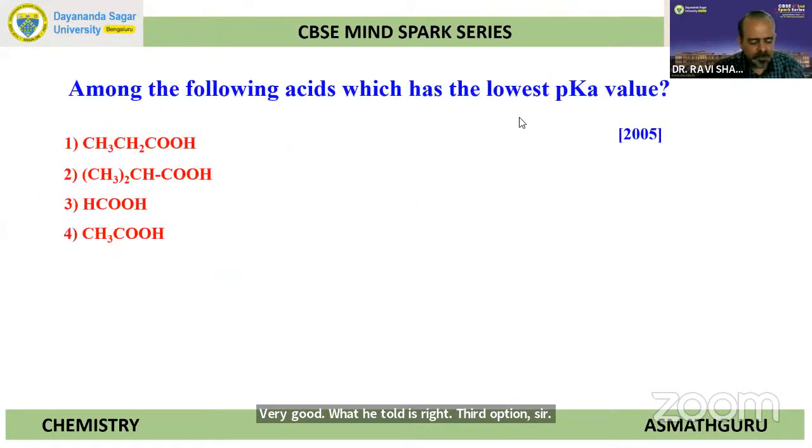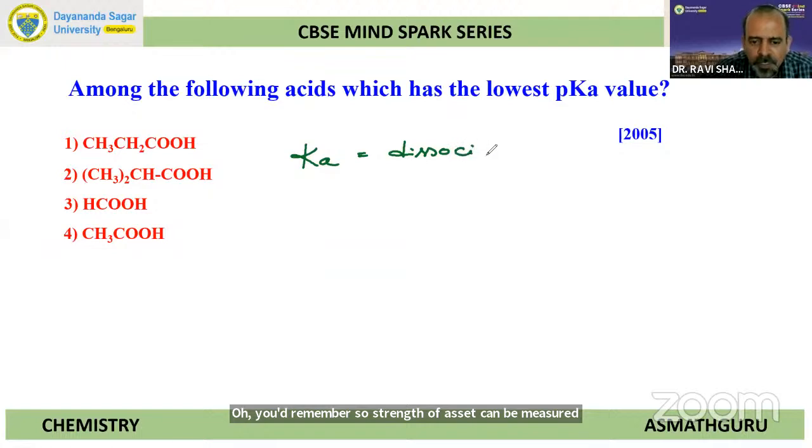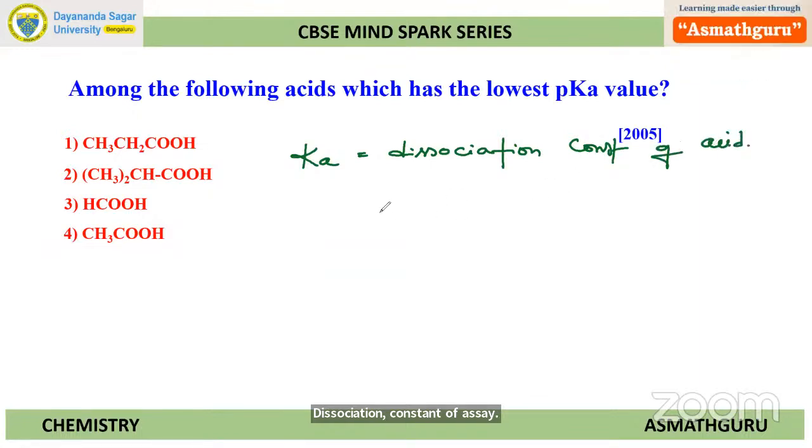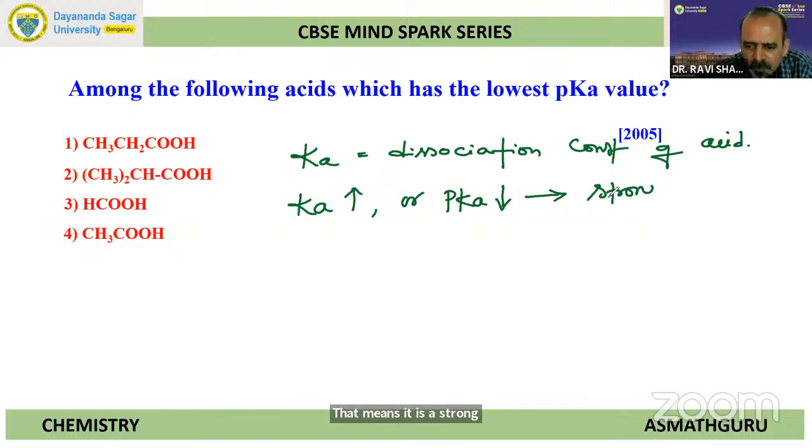Among the following acids, which has the lowest pKa value? What is pKa? You have to remember. The strength of an acid can be measured by Ka. What is Ka? The dissociation constant of the acid. If Ka is more, or you can take it as pKa, if pKa is less, that means it is a stronger acid. Lowest pKa means strong acid.